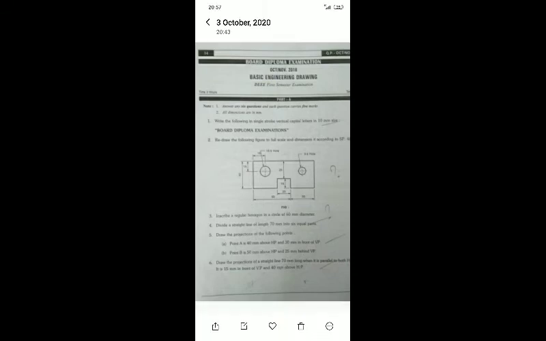Now the sixth question: draw the projection of a straight line. This is also from the projection of points and lines chapter. You can expect a question from this.